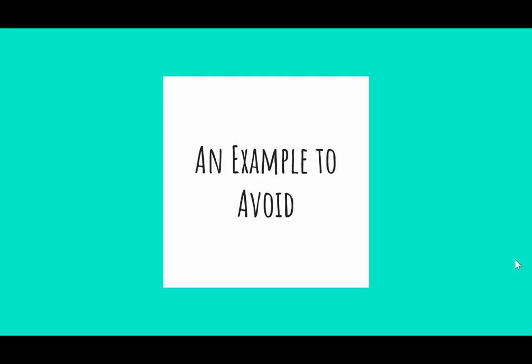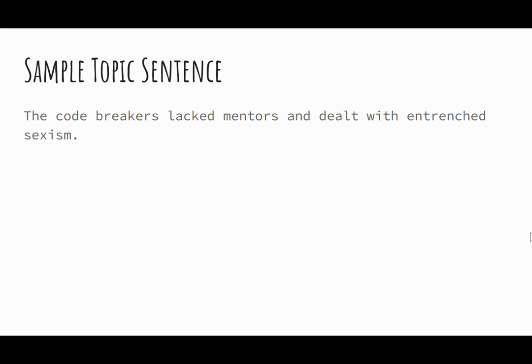Let me try to give you an example here. For the purposes of this example, I'm talking about women who served as code breakers during World War II, women who in the United States and Great Britain were essential to breaking the Enigma code and to breaking some of the Japanese codes during the war in the Pacific. So my topic sentence for a paragraph is: the code breakers lacked mentors and dealt with entrenched sexism.